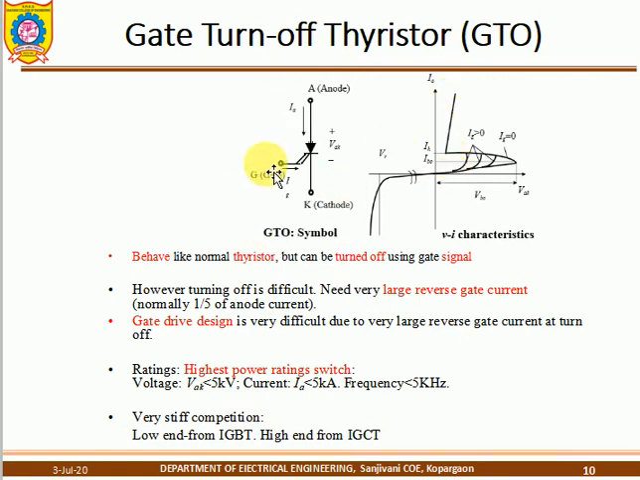Coming to the turn-off method: turn-off means the gate is negative with respect to the cathode, which is positive. When you apply that, what will happen?